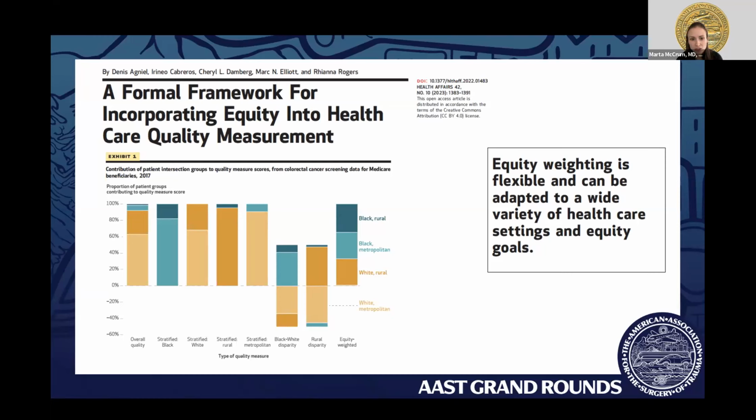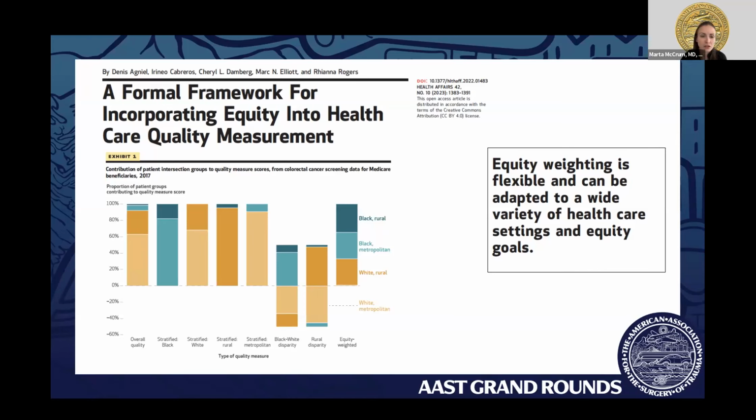Similarly, assessing just the disparity itself has problems associated with it too. And so this group looked at using equity weighting, which uses an optimization method to assign weights to each group and then allows alignment with quality improvement incentive programs in a way where no one group loses.